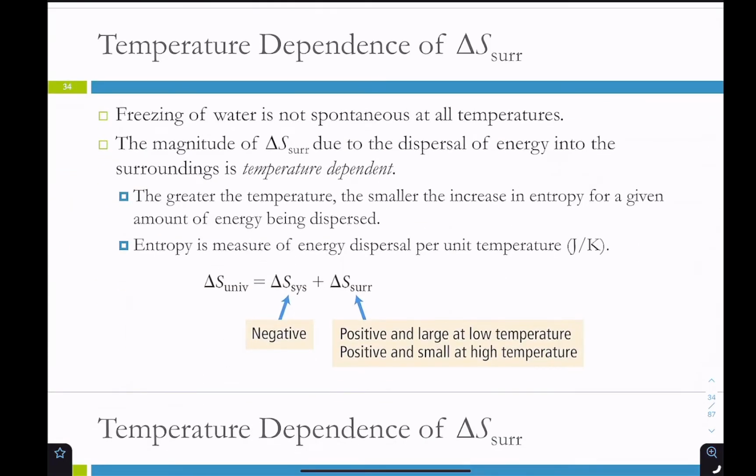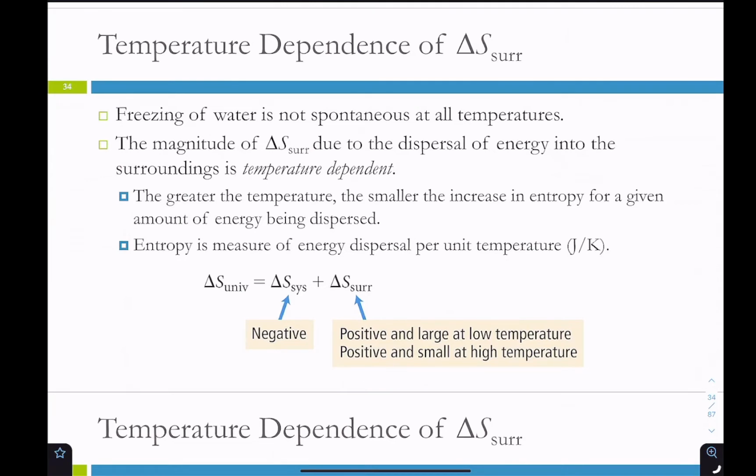So freezing of water is not spontaneous at all temperatures, though, right? Greater than 0 degrees C, it's not spontaneous. And that's because the amount of entropy introduced by releasing heat depends on how hot it is already. So if the surroundings are already warm, releasing some amount of heat into those surroundings doesn't make a big difference.